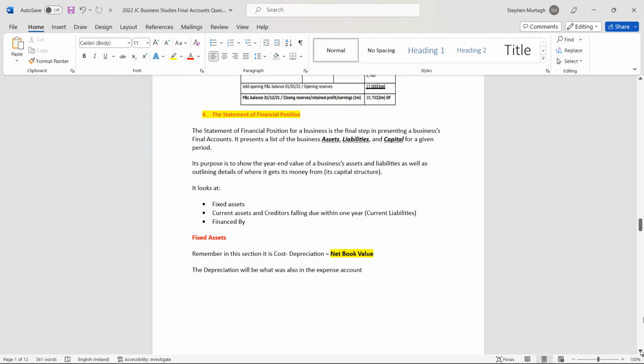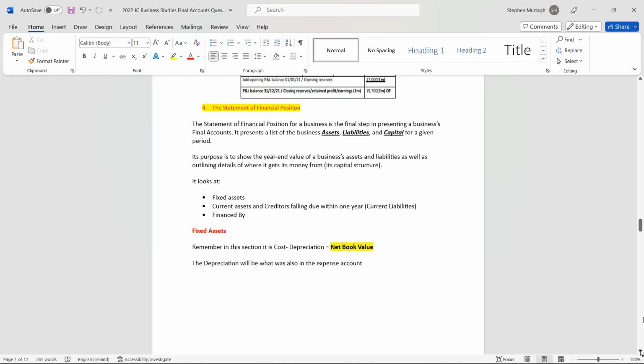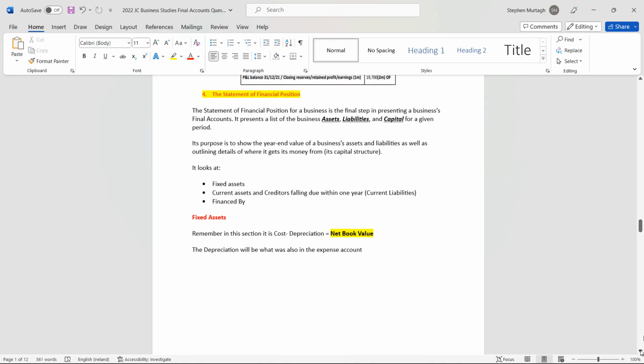In this section, you'll have cost, you'll have depreciation, and then what you'll have is net book value. So the question will give you the cost for a company. It'll give you the cost in its trial balance. Depreciation, as we've seen with equipment already, is something that will be listed in a question. But net book value basically means what is it worth today? So if the business had to sell this today, what is its net book value? What's its true value today? In other words, how much would it be worth if they needed to get money for it? The depreciation will also be what was in the expense account. So whatever your total depreciation was in the expense account is also what the depreciation is going to be here.